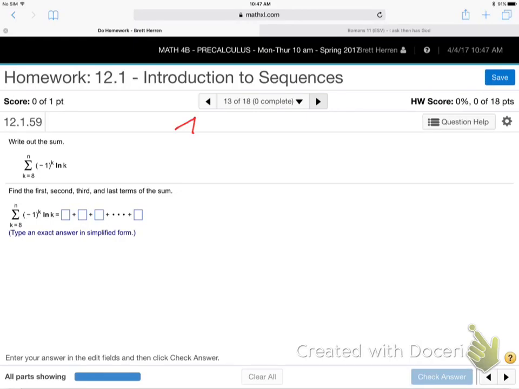All right, so the sum from k equals 8 to n of minus 1 to the k natural log of k. So same kind of thing. Looks like they want the first, second, third, and last terms. Let me give you a second. So you can find the first, second, third, and last.